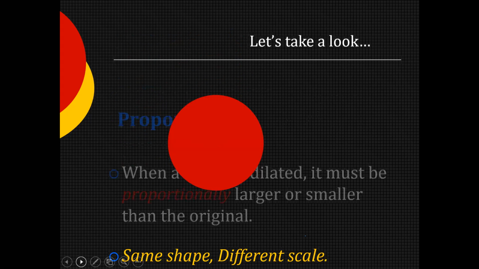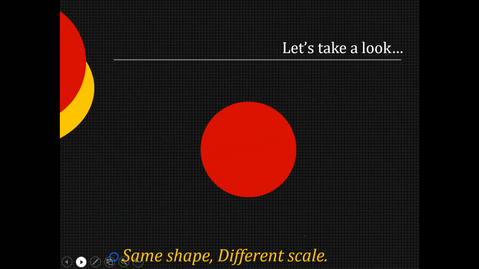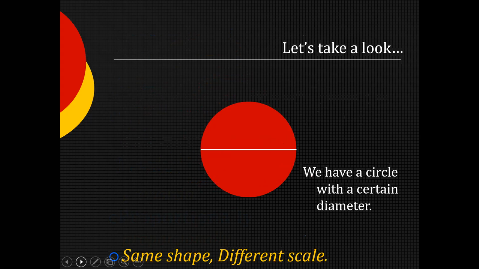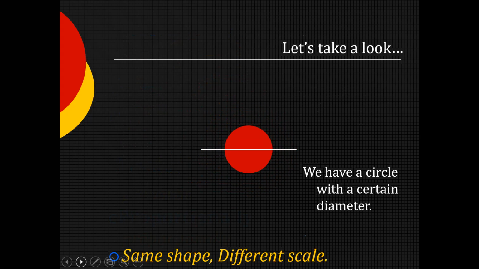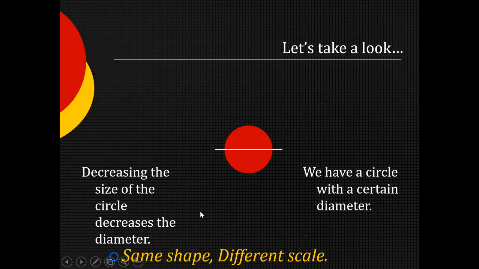Okay, so let's take a look. We have a circle with a certain diameter. The diameter is white on the red circle. What's happening here? It shrinks. And what happens to the diameter? It shrinks as well. So you decrease the size of the circle, and so you decrease the diameter of the circle.